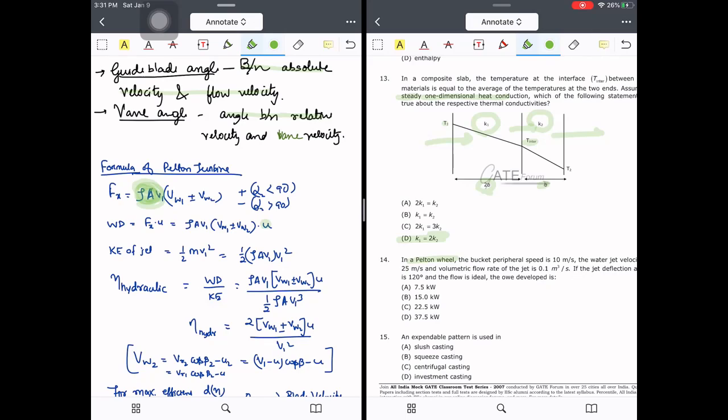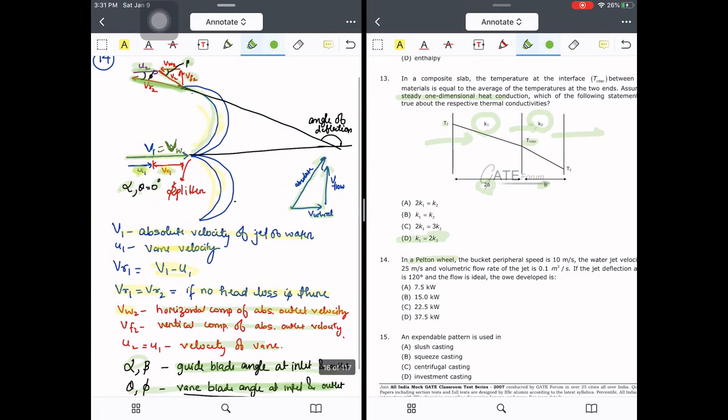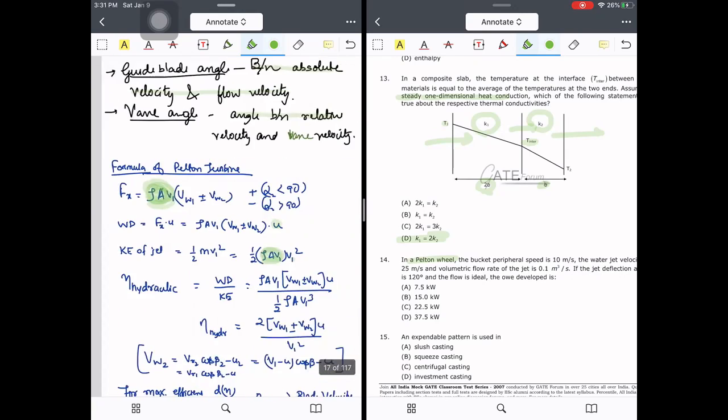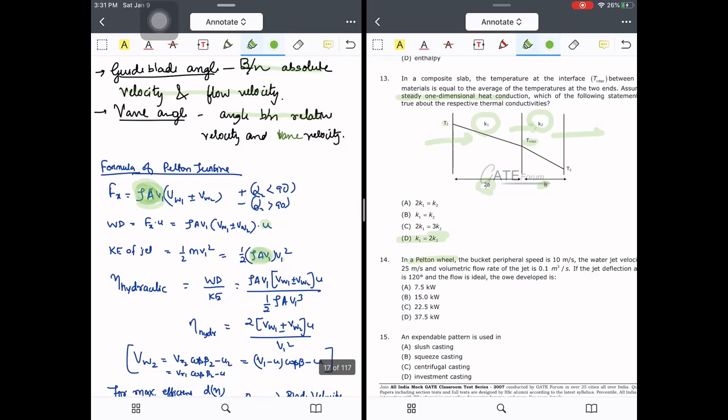Now what is work done? Work done is equal to the force that we calculate first, exerted by the jet, multiplied by the velocity. Just multiply it with the initial velocity of the jet. Now kinetic energy is equal to half m v1 square. Half m v1 square means this is the mass of the jet that is impinged, and this is v1 square. Now what is v1? I have already told you, it is the absolute velocity of the jet of water.